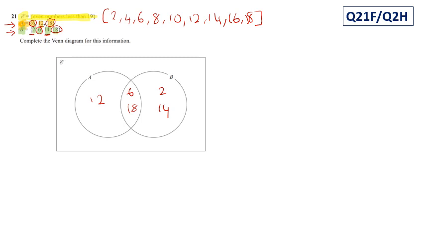Now it might have looked like we finished this Venn diagram, however we can't ignore the universal set. The universal set tells us all the numbers that need to appear inside the Venn diagram, that includes inside the rectangle. So if we highlight or cross off the numbers that we've used already, we've got 2, 6, 12, 14, and 18. So these are the numbers that we've used already from our universal set. But we still have 4, 8, 10, and 16 left over.